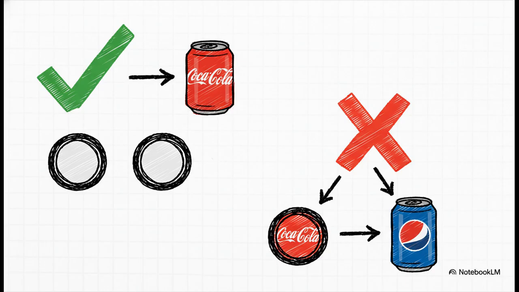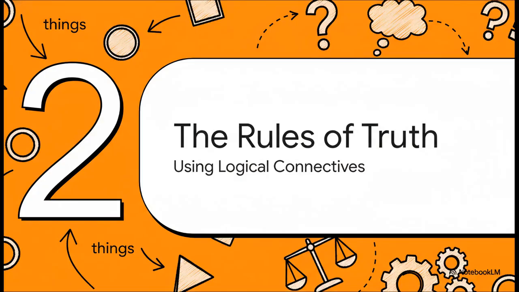What is absolutely not okay is for one button to sometimes give you a Coke and other times give you a Pepsi. That's chaos. That breaks the rule of a function. One input cannot have multiple different outputs. All right, we've got that down. So let's level up. Welcome to part two, the rules of truth.